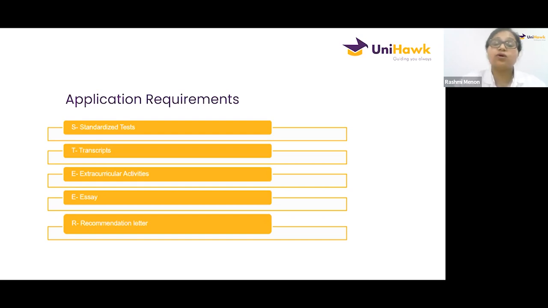How are you different? What other activities have you done? How can we showcase a diversity in your interests? That is basically what we want to showcase through the different kinds of extracurriculars that we could engage in.